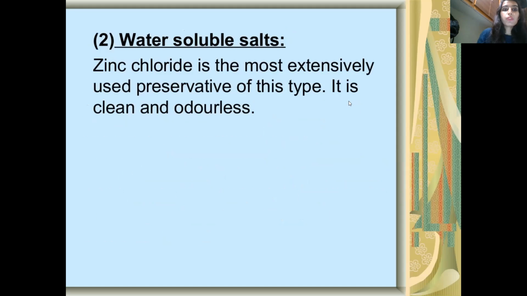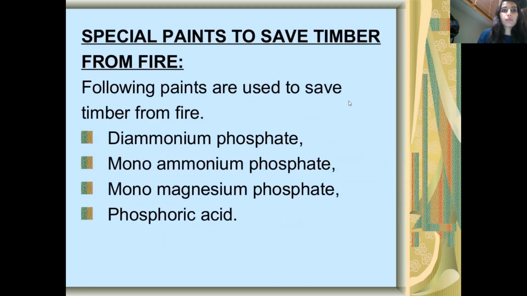Second, water soluble salts. Zinc chloride is the most extensively used preservative of this type. It is clean and odorless. Special paints to save timber from fire. The following paints are used to save timber from fire: diammonium phosphate, monoammonium phosphate, monomagnesium phosphate, and phosphoric acid.